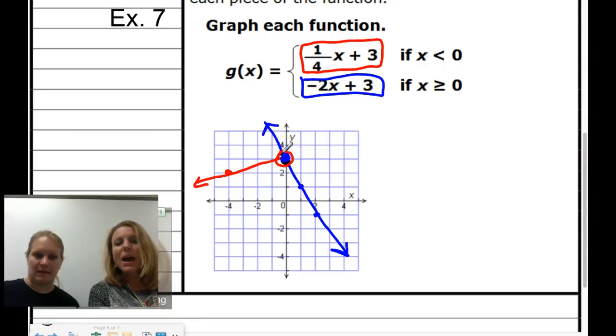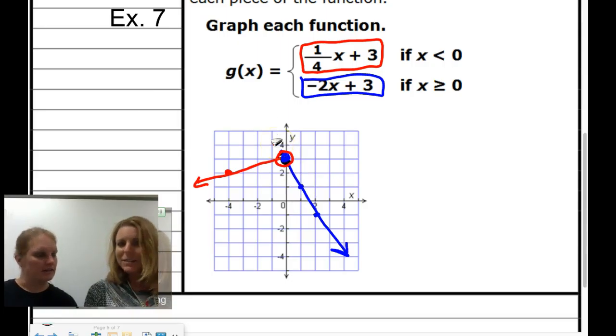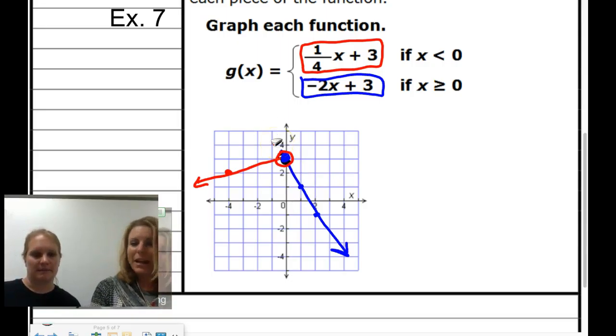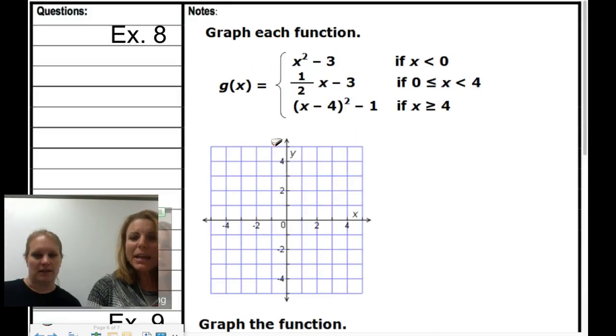Okay, so now x is greater than or equal to 0. So that means you're going to want to erase this. It's got to be greater than or equal to. Correct. Great. Okay, and that is your answer. Good.